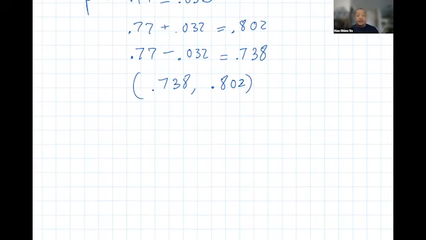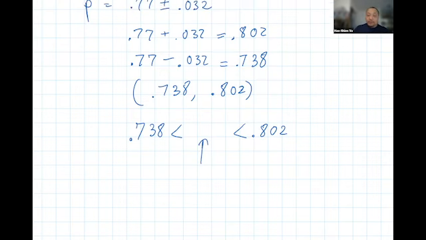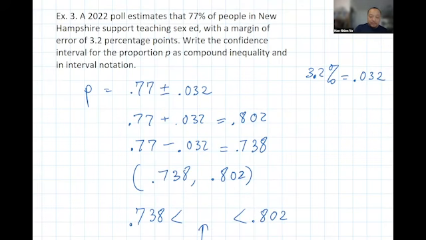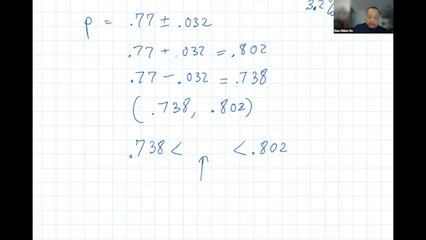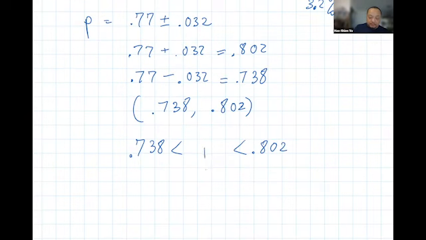For compound inequality, we put in a couple inequality symbols. And we need a symbol to go in here. So we look at the problem and it says proportion. The symbol for proportion is P. As a matter of fact, the problem even tells us that the symbol is P. So we're just going to use it. We're going to put the letter P in here. And there it is, compound inequality.